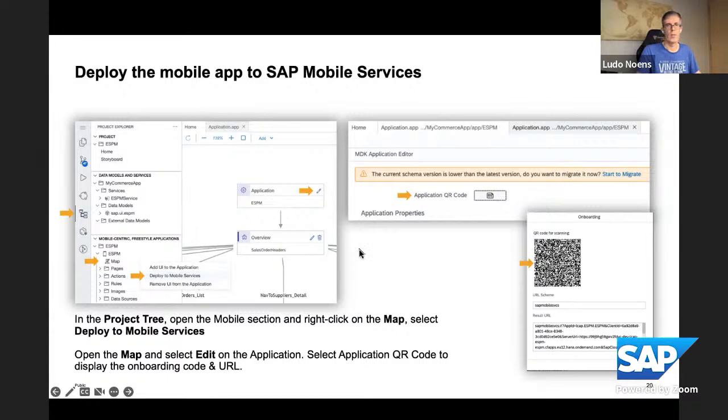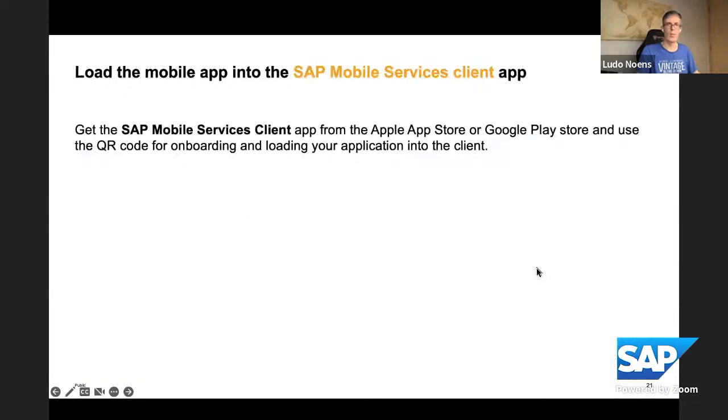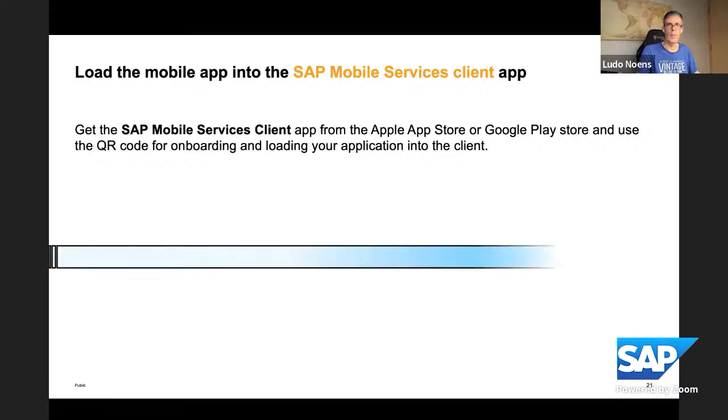Then for onboarding the mobile client on your device, you would need to scan the QR code, and you can retrieve that from the application editor and then scan your QR code. This is the mobile service client that we are using. You can get that from the Apple App Store or the Google Play Store.